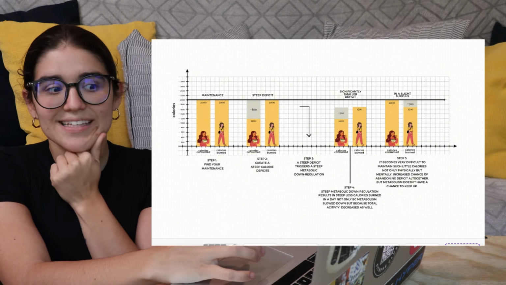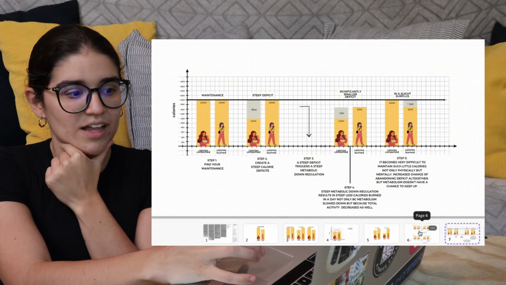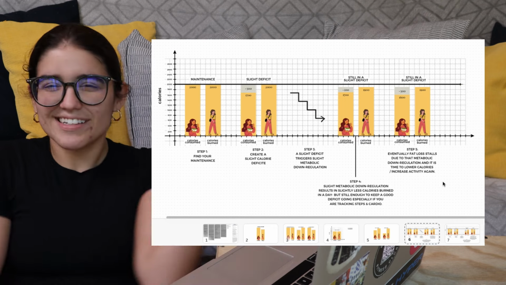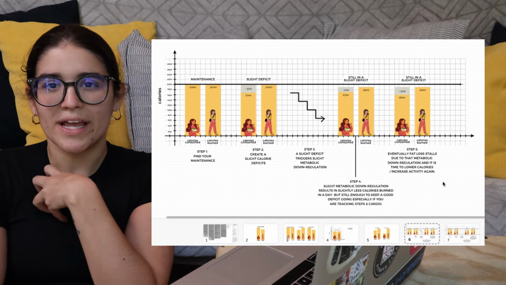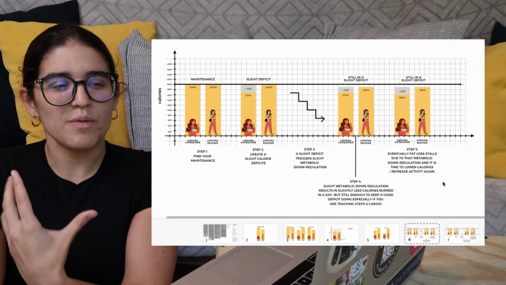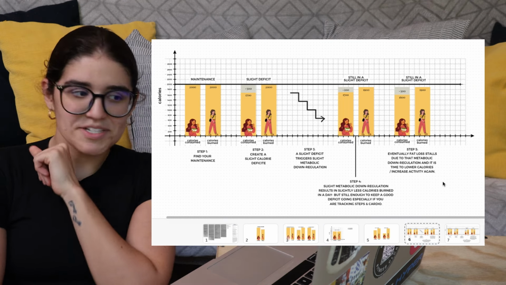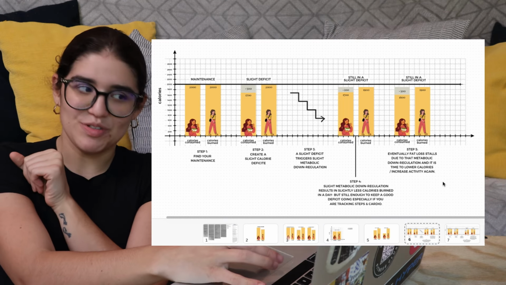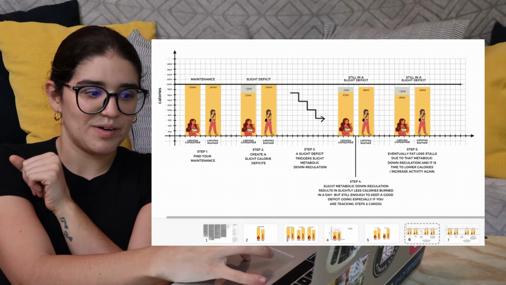How can creating a slight deficit be better for fat loss? Right? How would a slight deficit help me? I want to lose weight and I want to lose it fast. Why would I want to slow things down? Let me explain why it might behoove you to slow things down a little bit, okay?